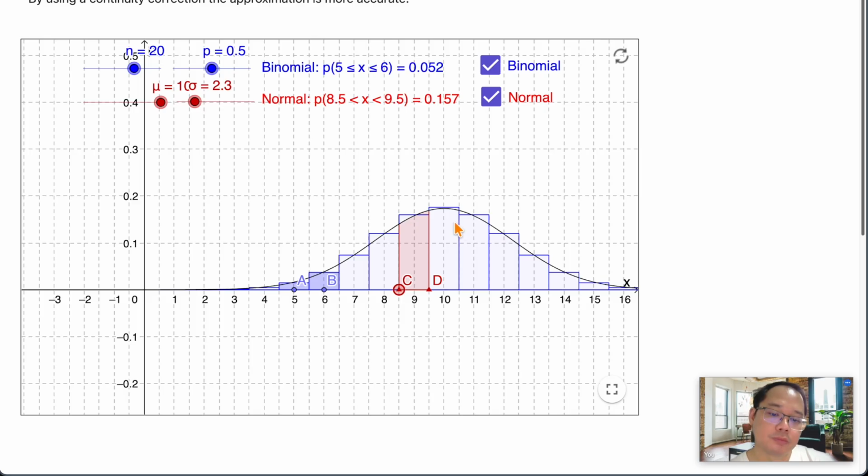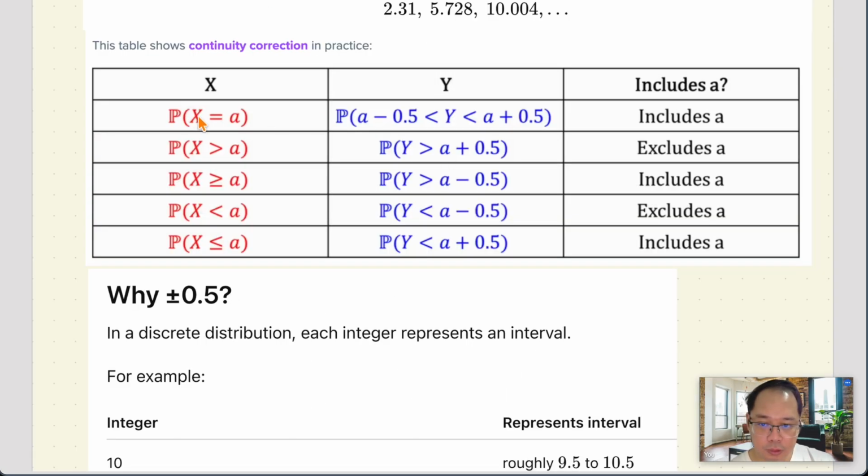Okay, so for the exact value, we subtract 0.5 on the lower bound and add 0.5 on the upper bound. Okay, for greater than a, the probability of the value x greater than a, we add 0.5 so that the normal distribution does not involve the value a.